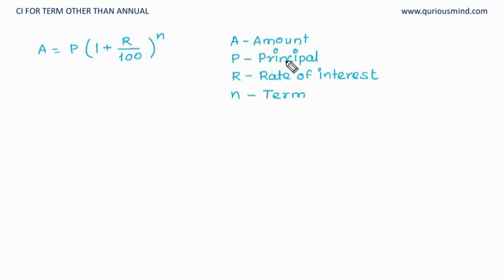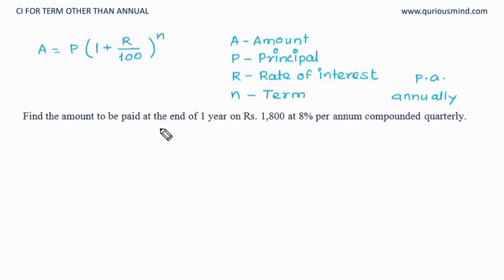A is amount, P is principal, R is rate of interest, and N is term. Now we have seen that the rate of interest is generally given per annum and the interest is calculated annually. But if that does not happen, let's take an example. Find the amount to be paid at the end of 1 year on 1,800 at 8% per annum compounded quarterly.